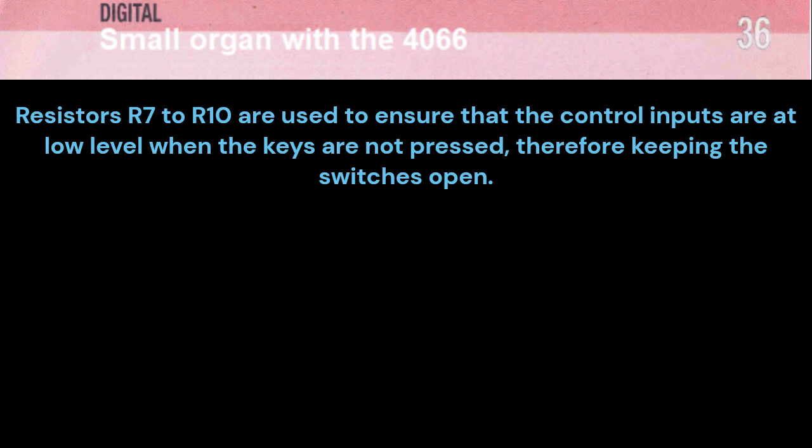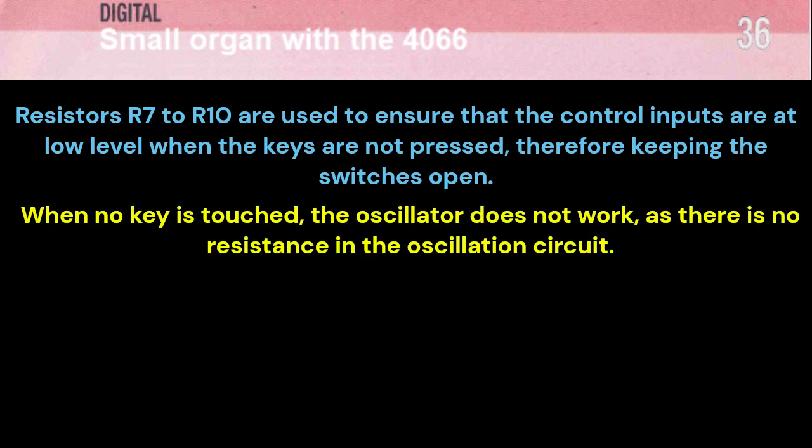Resistors R7 to R10 are used to ensure that the control inputs are at low level when the keys are not pressed, therefore keeping the switches open. When no key is touched, the oscillator does not work, as there is no resistance in the oscillation circuit.